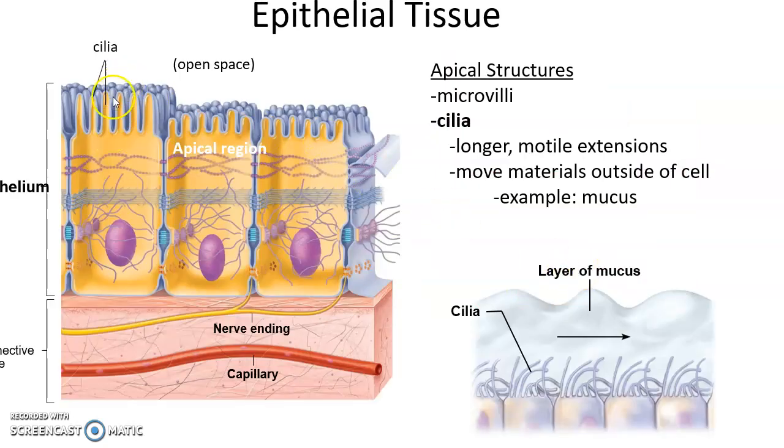So again, here is cilia. Cilia are much longer structures than the microvilli. They look kind of like little hairs, and they're able to beat, to move. They're motile. And they move materials outside of the cell, for instance, mucus.